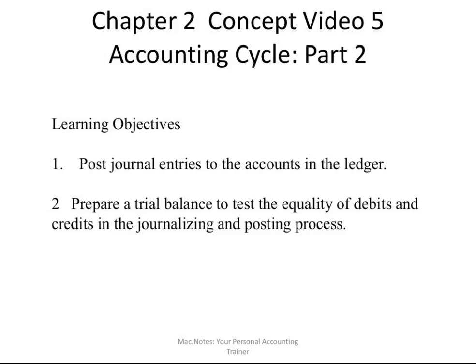We continue with your study of the accounting cycle, part 2. Now that we've learned how to record business transactions in a journal in terms of debits and credits, these are called journal entries, we're going to transfer that information to what's called the ledger. And the transformation process is called posting.